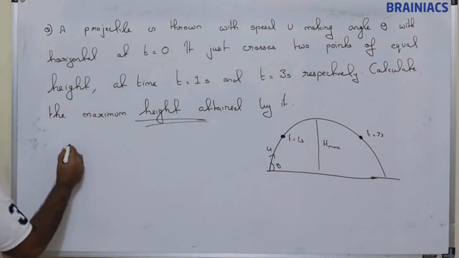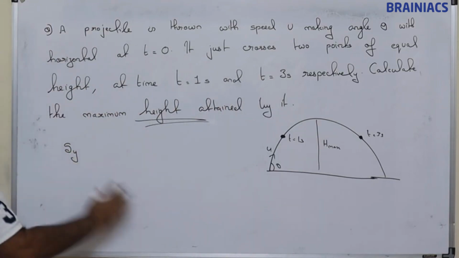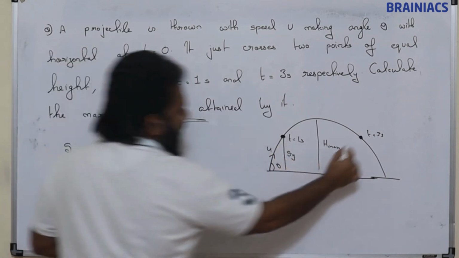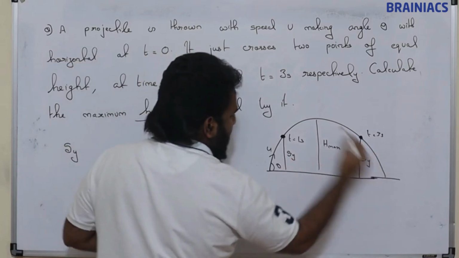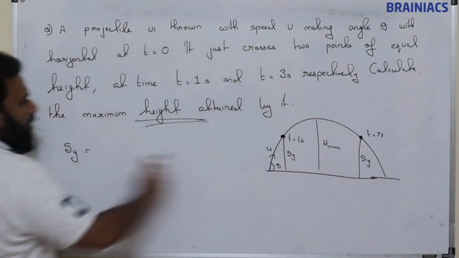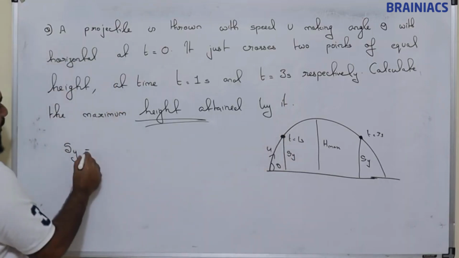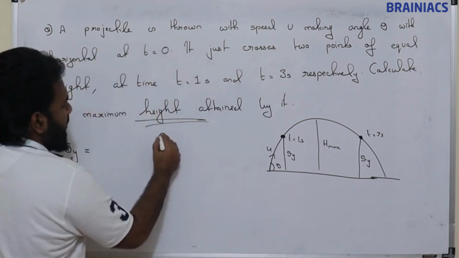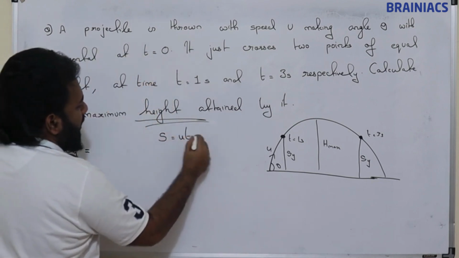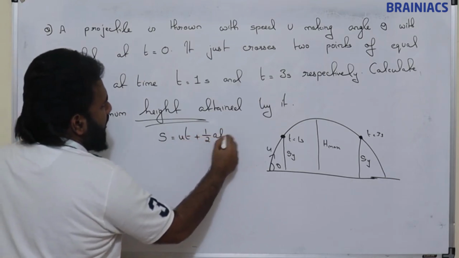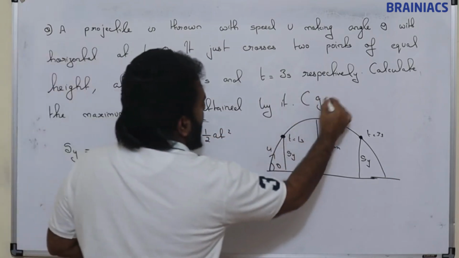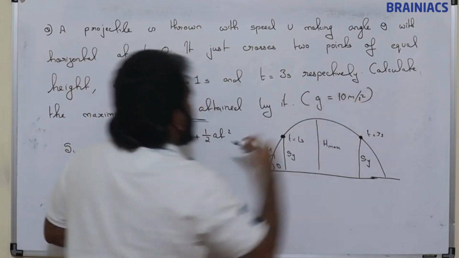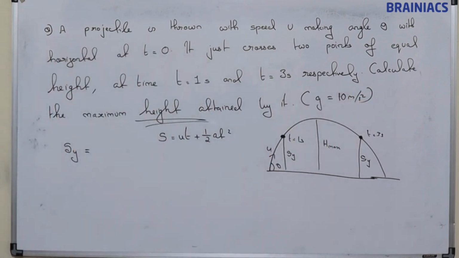So now we will concentrate on the vertical displacement. Let us consider this as sy, this also as sy. So this sy, how will we calculate it? S is equal to ut plus half at square. That is the equation which can be used here. g is also given actually, so 10 meter per second square. g we need to consider here. Fine.